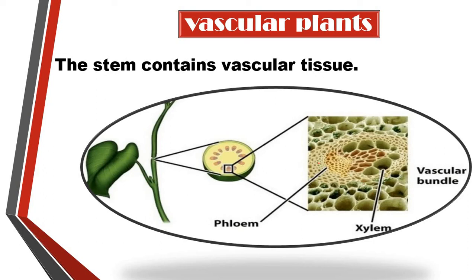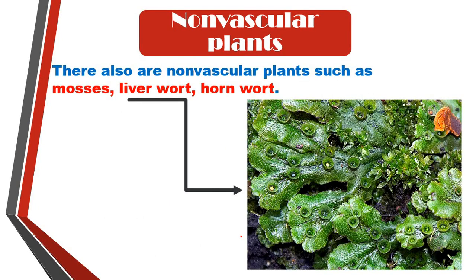Vascular tissue are mainly composed of xylem and phloem. Xylem and phloem. Okay, what about non-vascular plants? We said that non-vascular plants don't have vascular tissues inside its parts.